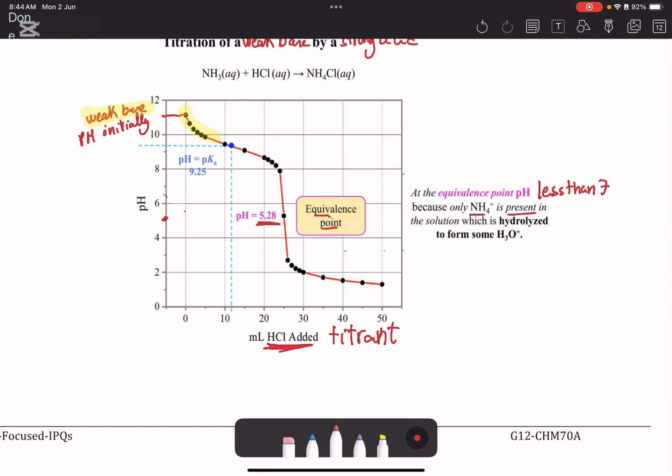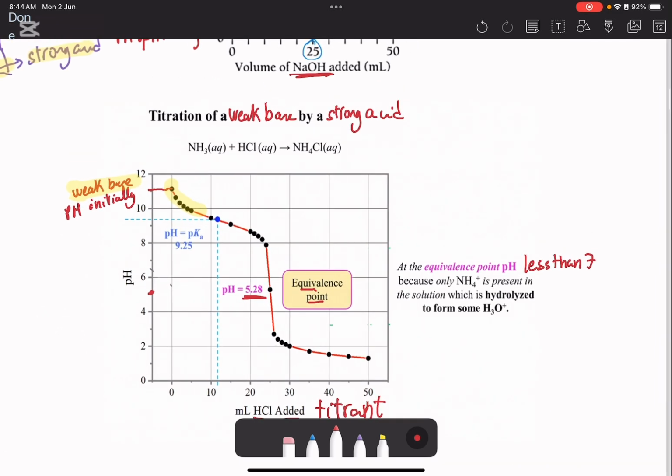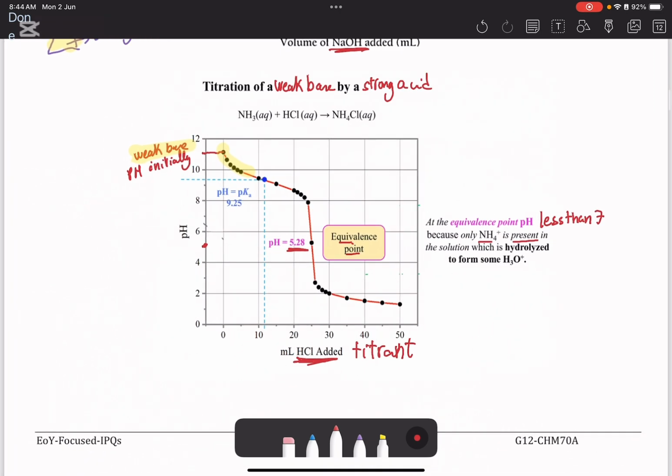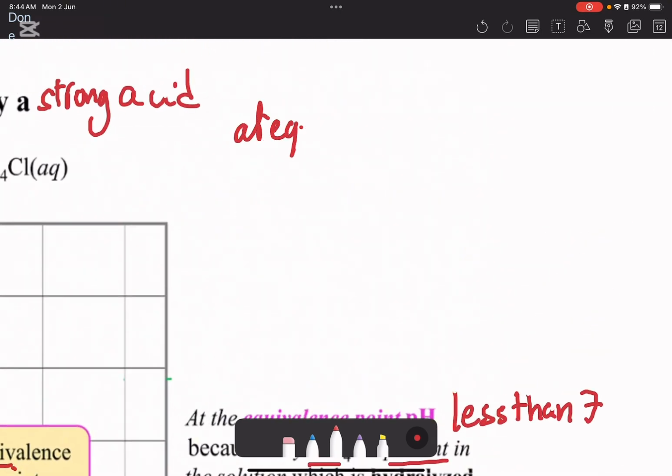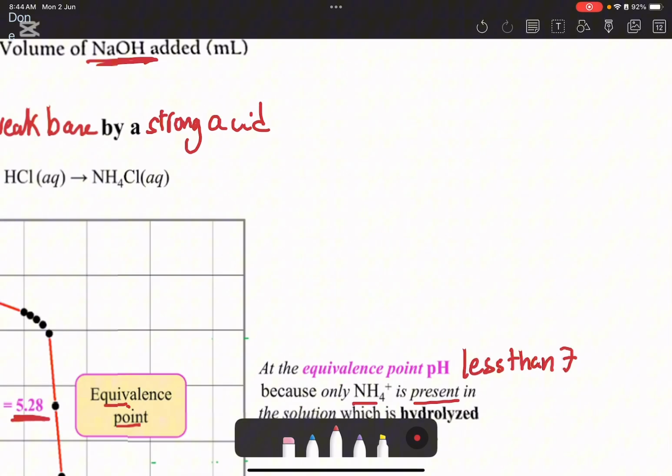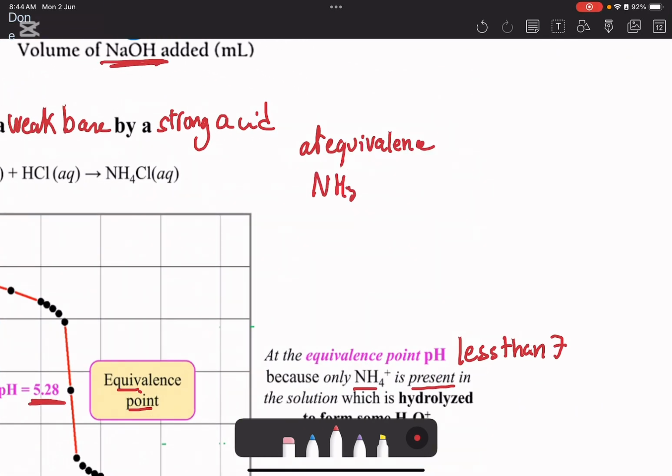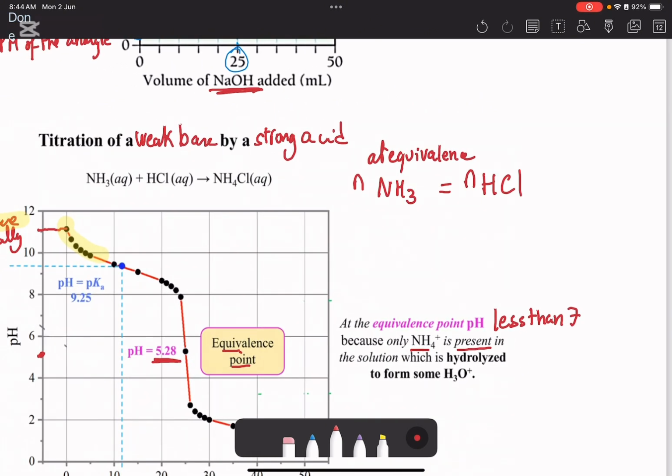Now here they're telling you because NH4 plus is present, which is hydrolyzed. I'm just going to explain this briefly. At equivalence point, I have here a weak base titrated with a strong acid. At equivalence point, the mole of NH3 used is equal to the mole of HCl used. Therefore, we reach equivalence point. However, when we write the equation, it's NH3 reacting with HCl to give NH4 plus and Cl minus.